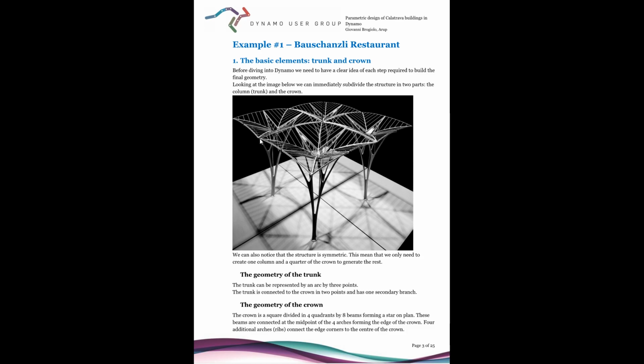The crown is a square-based shape with 8 diagonal beams, 4 ribs connecting the center of the crown to the corner, and 4 edge beams, which again are following an arc shape. The ribs are then connected to the edge arches by a set of secondary beams.